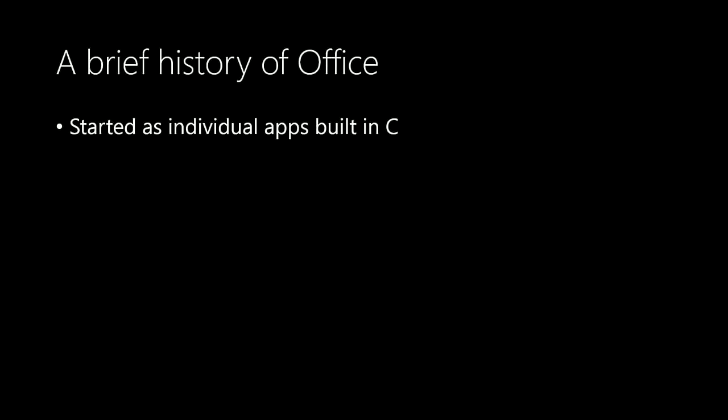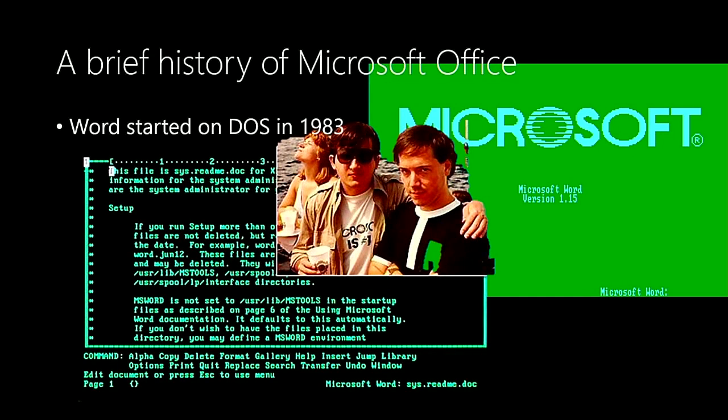So it all started as individual apps in C, and we've actually lucked out that we started in C and not anything else. And Microsoft Word for DOS shipped at the end of 1983. And those two people were the key developers on Microsoft Word.